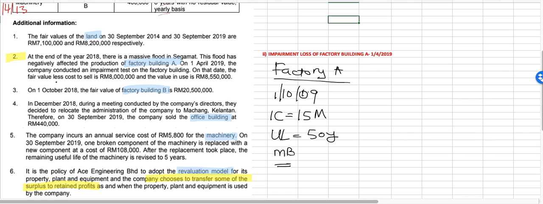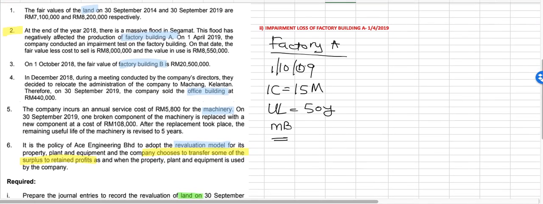Okay, so now we read additional info number 2. At the end of the year 2018, there is a massive flood in Segamat. So this flood has negatively affected the production. So this is an indication of impairment. This is a signal that you have to do an impairment test. This is actually external information.